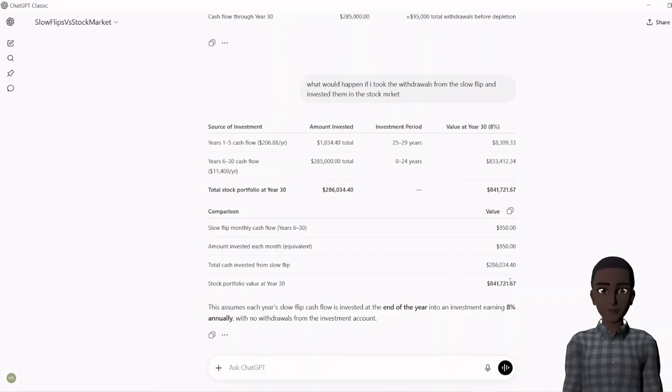Well, we hope this was interesting analysis for you. Key messages are slow flip is great if you're looking for ongoing cash flow. Stock market is great if you're looking to set and forget, and both are wonderful if you've got the discipline and you're looking to maximize your profits.